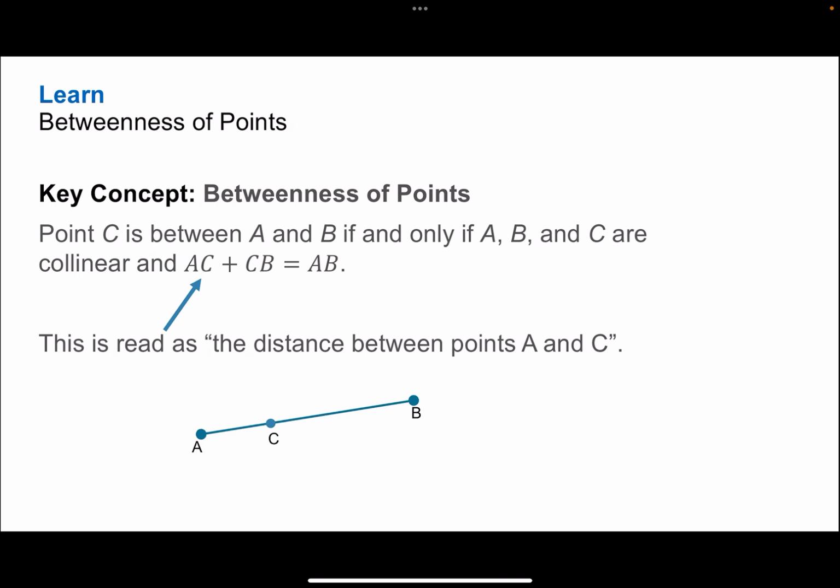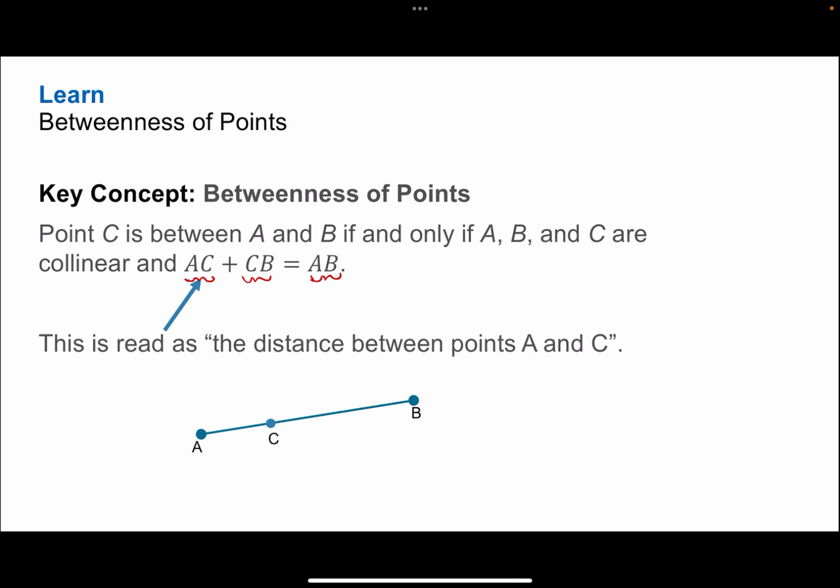So we first of all need to understand what the concept of betweenness of points is. If we say that point C is between points A and B, that means that we're talking about a segment, and A, B, and C are collinear, they're all on that same line, and the distance between points A and C plus the distance between points C and B is equal to the distance between points A and B.